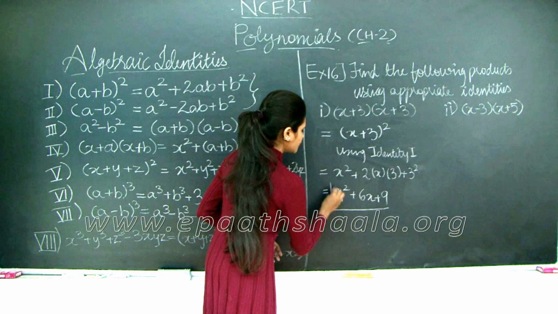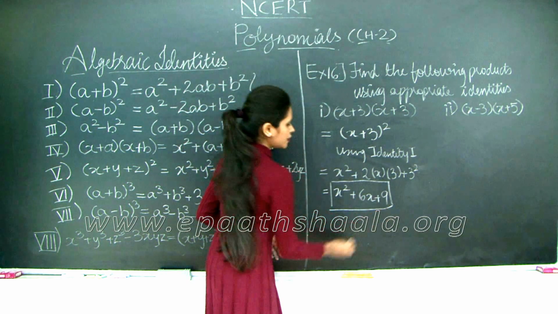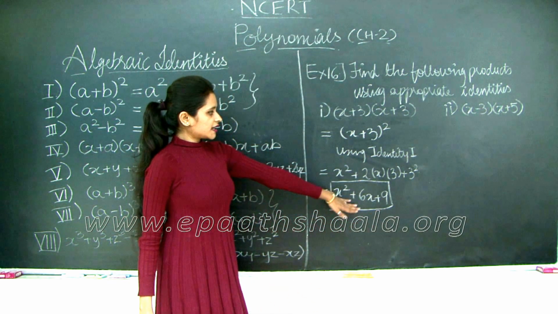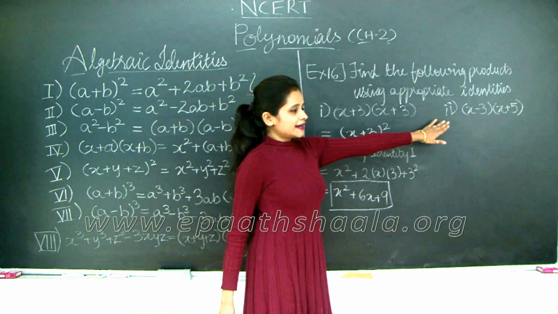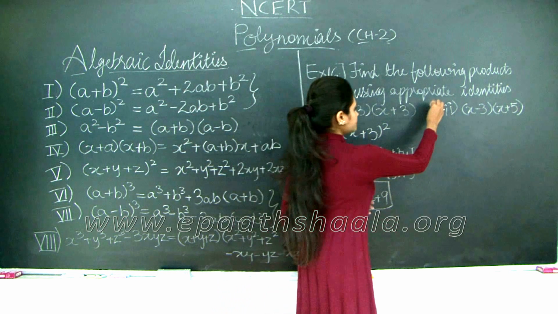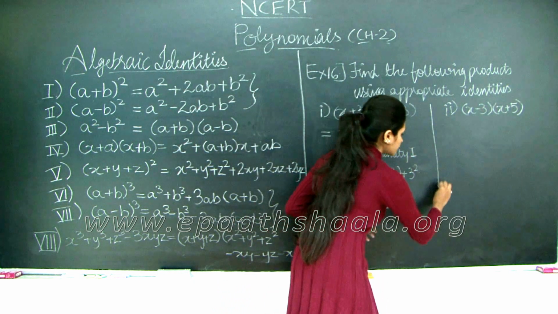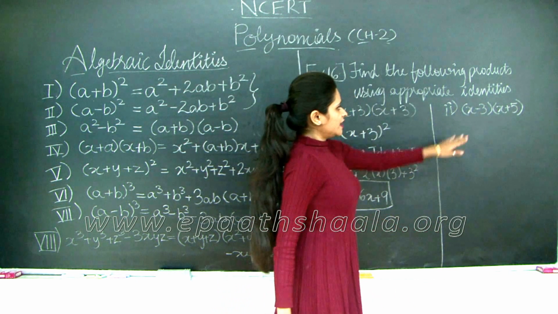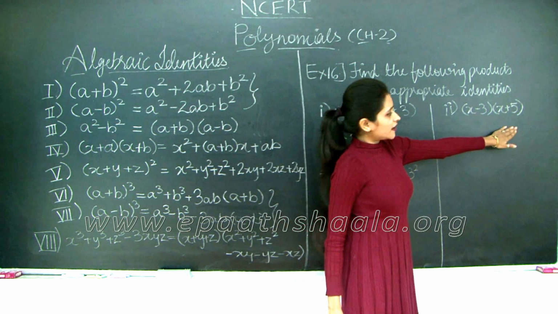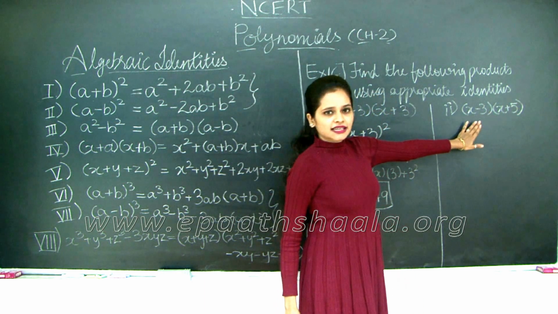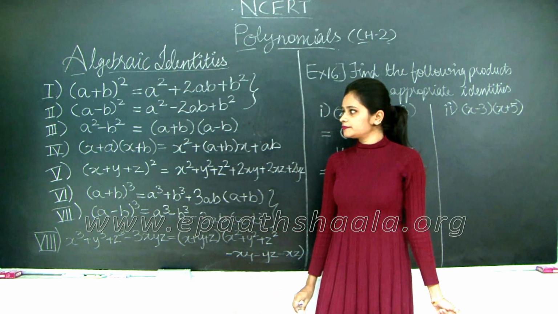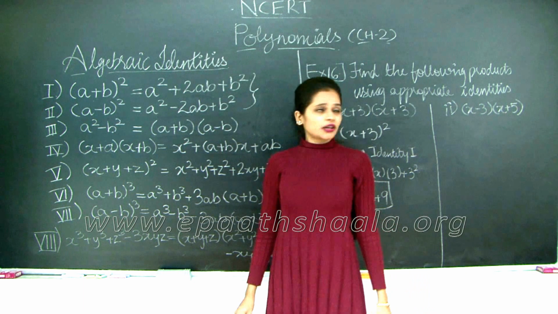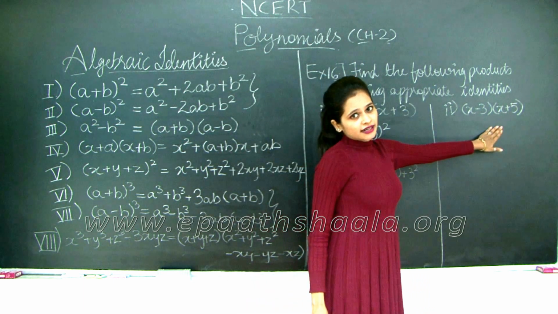Box your answers. Very good practice. Leaves a good impression on the examiners. So using identity 1, I have solved the first sum, right? Now let's go ahead and solve the second one. We have x minus 3 and x plus 5. So does this expression look similar to any of the identities here? Take a look. Well, no. So does that mean that we cannot solve this using an identity?